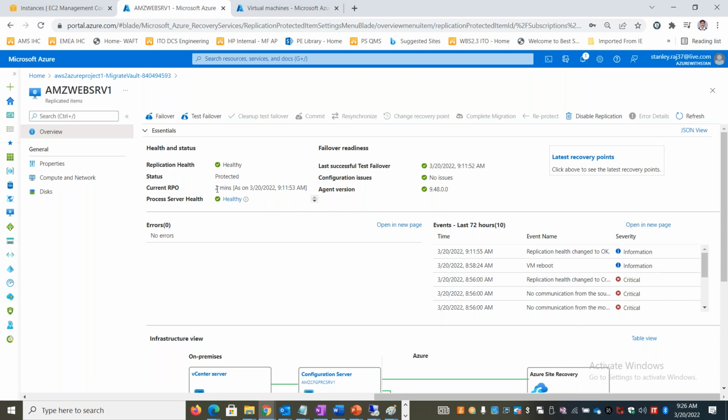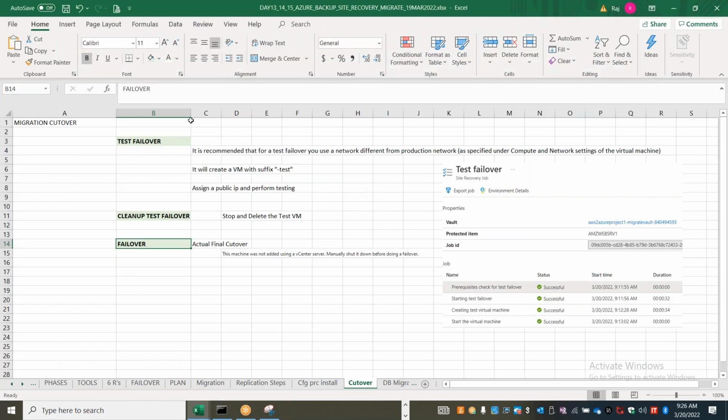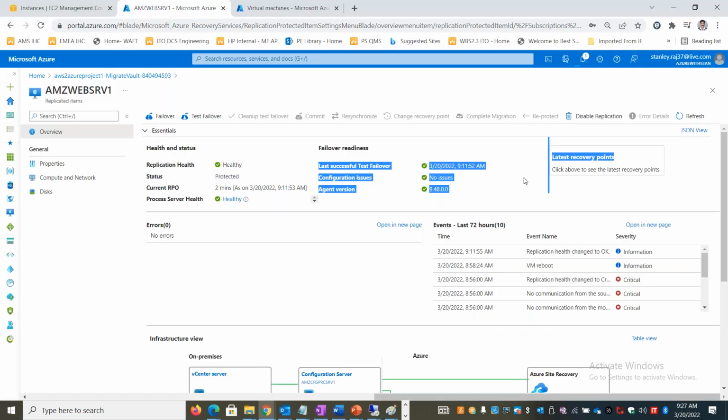So only 2 minutes difference. That is very, very good. Also, when the protection is already available, the protected status is available. This is the status we need to verify before doing the cutover. The status has to be protected, number one. And you should also have multiple recovery points.